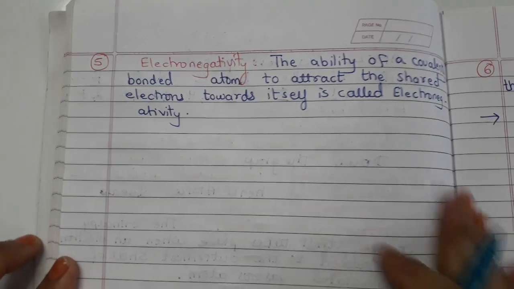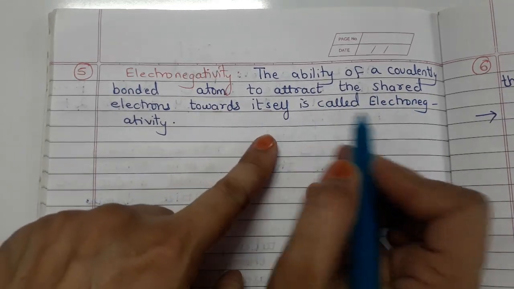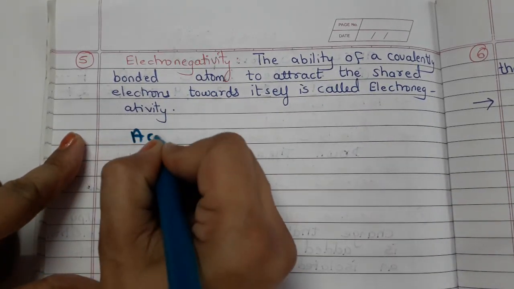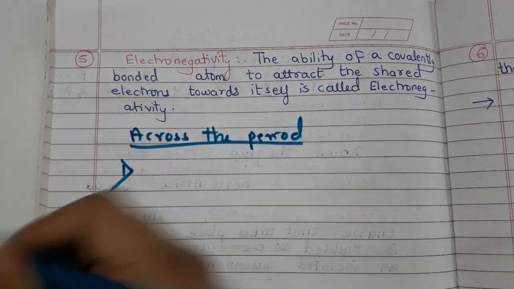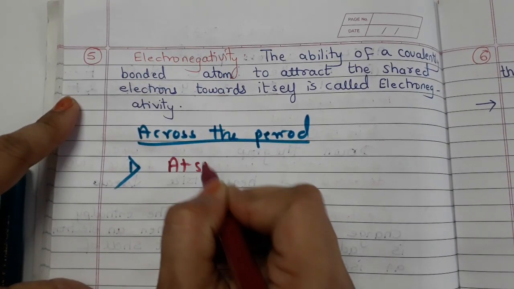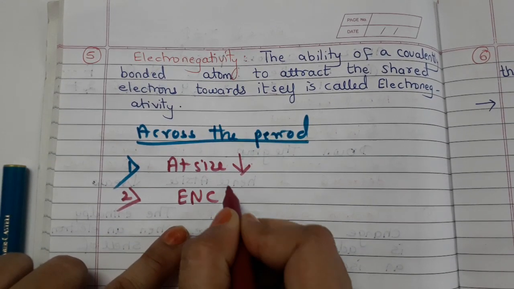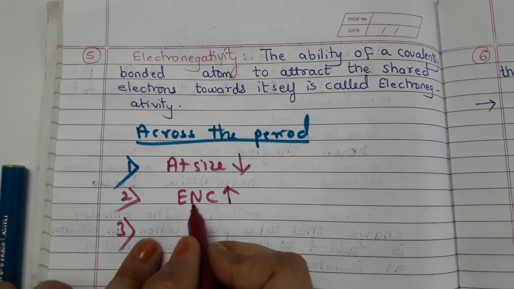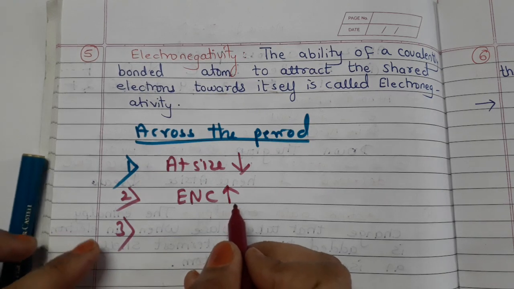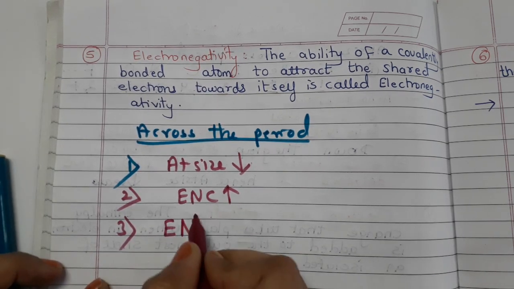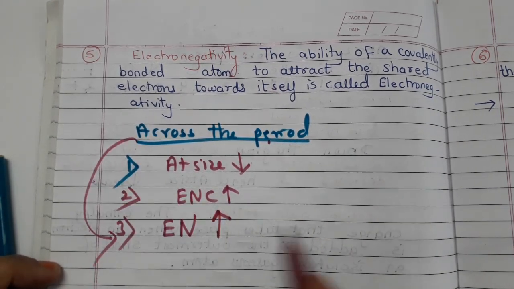Now, what is electronegativity? It is the ability of the covalently bonded atom to attract the shared pair of electrons towards itself. Now, students, what happens across the period we have to discuss. Across the period, as we have already discussed, atomic size goes on decreasing. Second, atomic size decreases, so effective nuclear charge increases. Third, nuclear charge is increasing, it means the nucleus is pulling the valence electron towards itself, and hence we say that the electronegativity value also increases. So across the period the electronegativity increases.